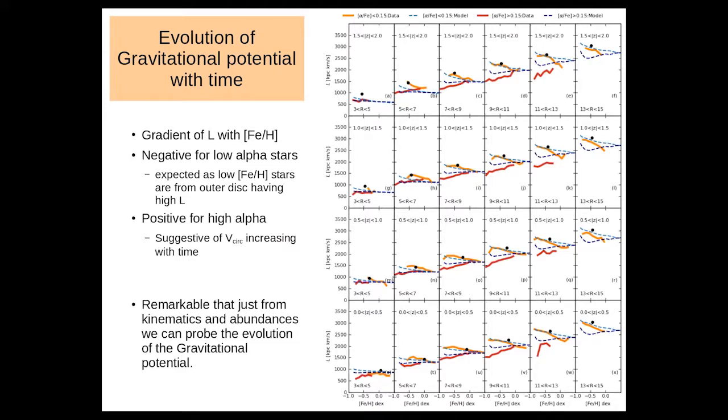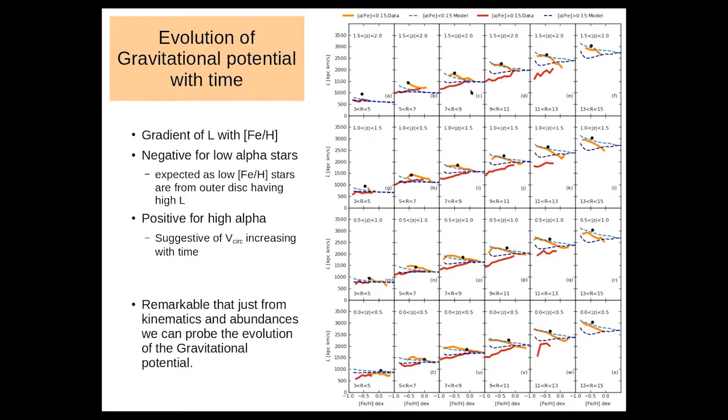Okay, this final plot, I didn't get time to go over, but there's an additional result that we got. If you plot angular momentum as a function of metallicity for high alpha stars and low alpha stars, these are low alpha, these are high alpha, and you can see there's a slope or a gradient. Now, for the low alpha stars, we understand why this gradient is there, because these stars were born in the outer disk, they're metal poor, they have high angular momentum. But for the high alpha stars, the trend is reversed, and it's not clear why that happens.